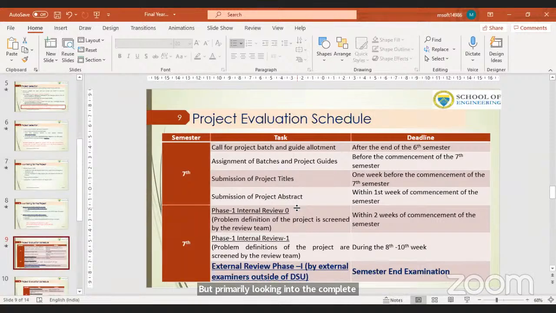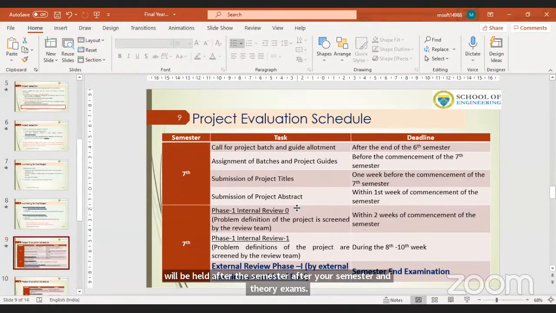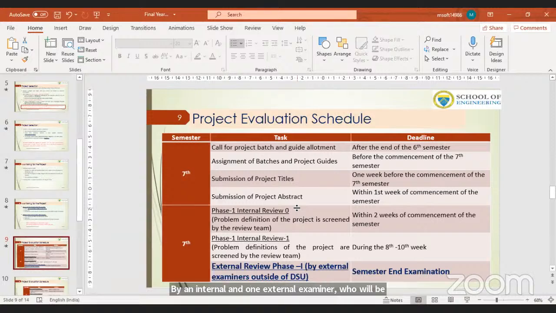And the semester end examination is an external review which will be held after your semester end theory exams, and this will be conducted by an internal and one external examiner who will be from outside of DSU.